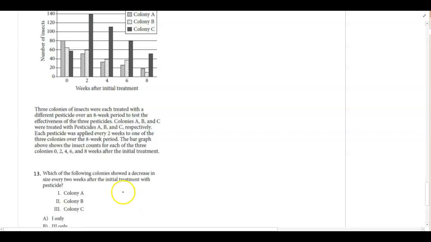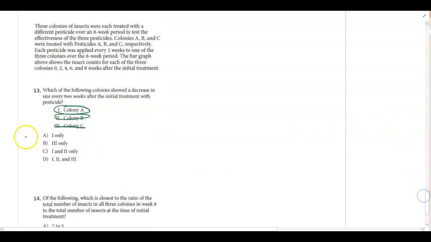So the first question says, which of the following colonies showed a decrease in size every 2 weeks after the initial treatment? So your initial treatment was here. So when I look at colony A, from here to here to here, every 2 weeks, it decreased. So A works. B went down, went down, went down, went down. That worked. But if I look at C, from 0 to 2 weeks it actually went up, so that didn't work. So right away when I look here, it would only be 1 and 2.